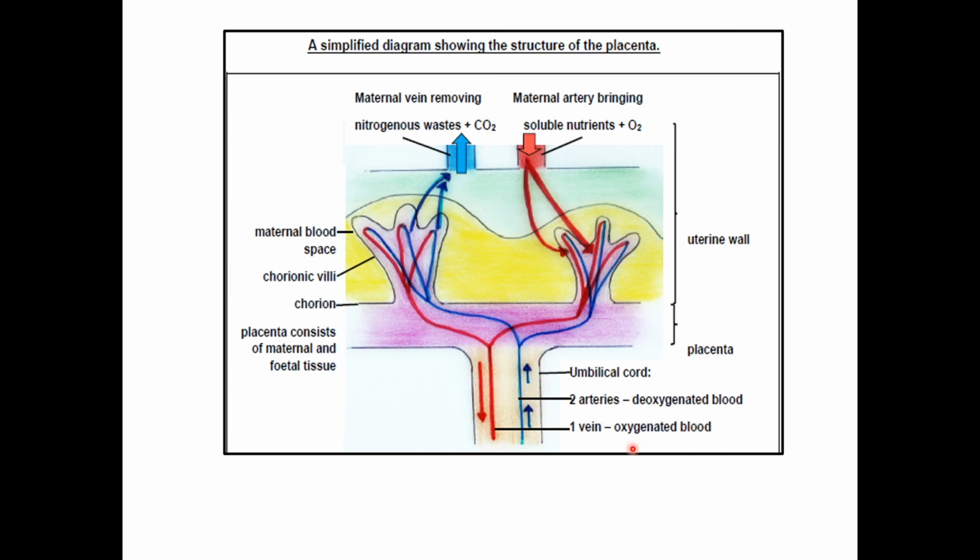Now, what will be in this blood? Don't ever say just oxygenated blood. What substances? Oxygen, amino acids, glucose, vitamins, minerals, antibodies. Deoxygenated blood: carbon dioxide, nitrogenous waste, urea, and uric acid.